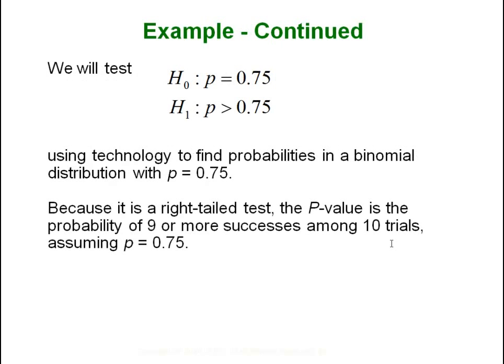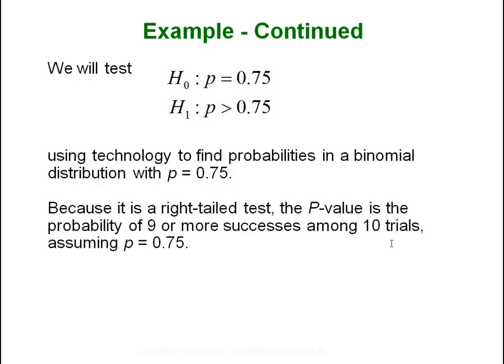Step 1, just like before, we write our hypotheses. So our null hypothesis is that the world works like we assume it to be, with the p of 0.75, and then the alternative is what we're trying to prove here, that if we use this method, p is going to increase, right, and be bigger than 0.75. So we're now doing a one-tailed test, and in fact, in this case, we're doing a right-tailed test. So our p-value is going to be the probability of 9 or more successes among 10 trials.